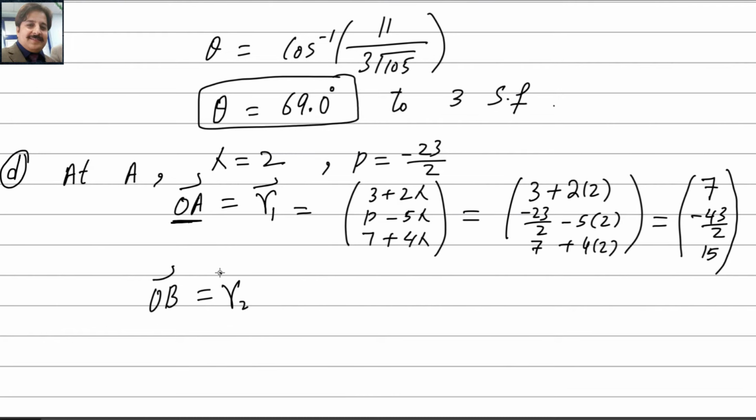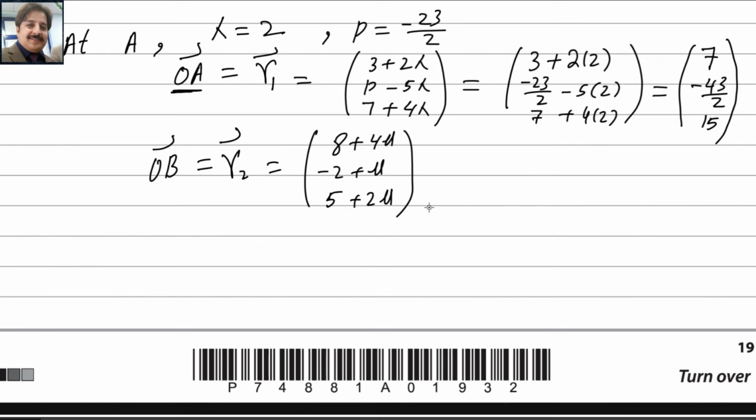So I'm writing here R2, and this will be equal to, because B lies on line L2, that's why it is R2: 8 plus 4 mu, minus 2 plus mu, 5 plus 2 mu. OA and OB are given, so we can find AB.